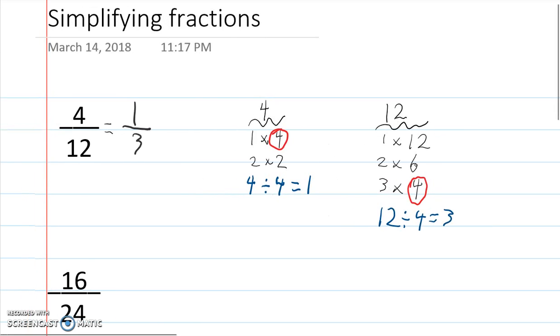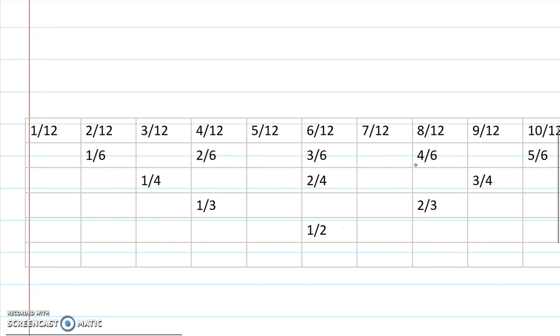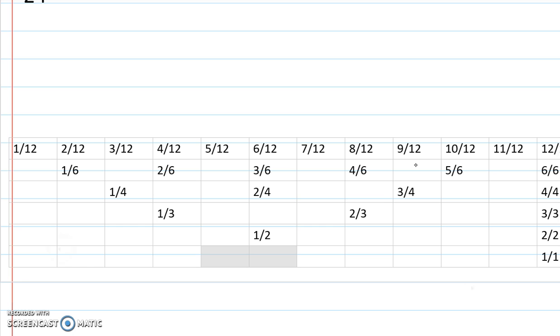Okay, the other option I showed you in class is I used folded paper. So I'm going to show you a chart that looks the same as the folded paper. Basically, we folded the paper into 12 equal sections.